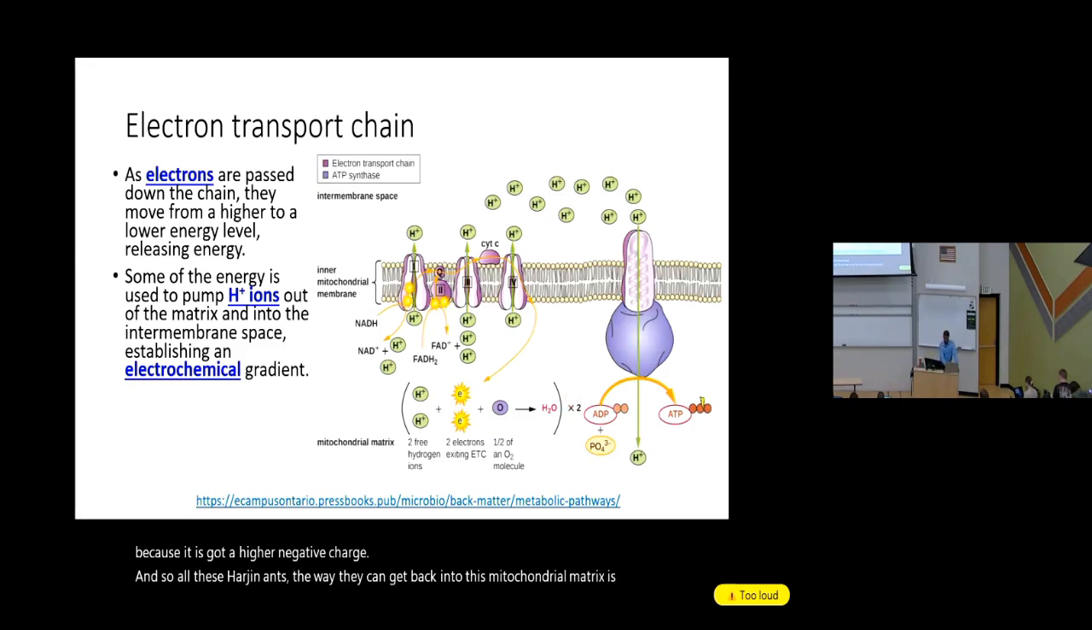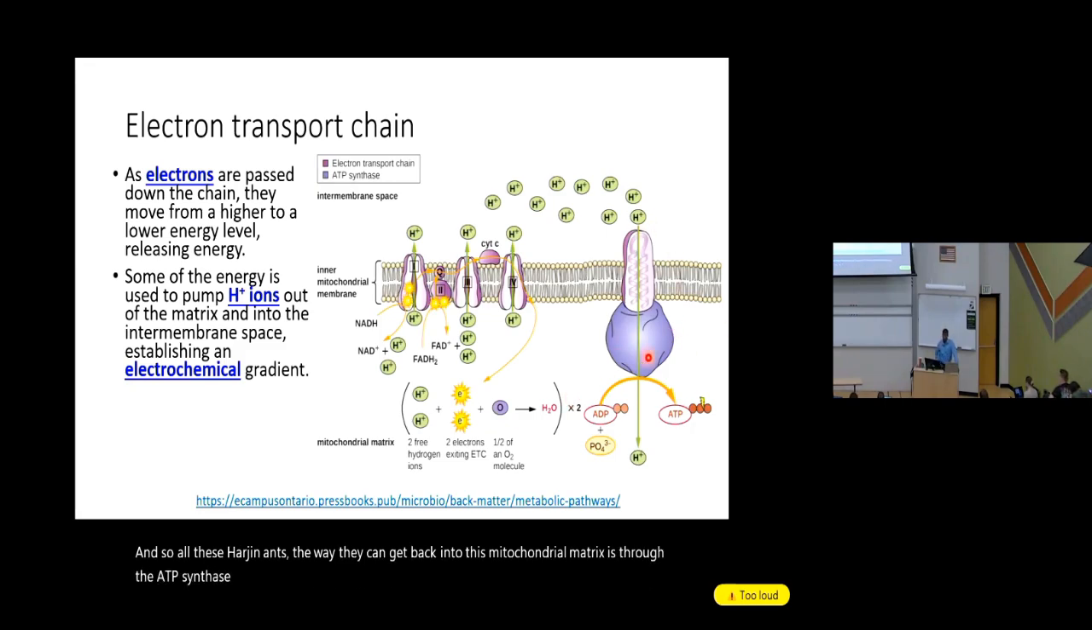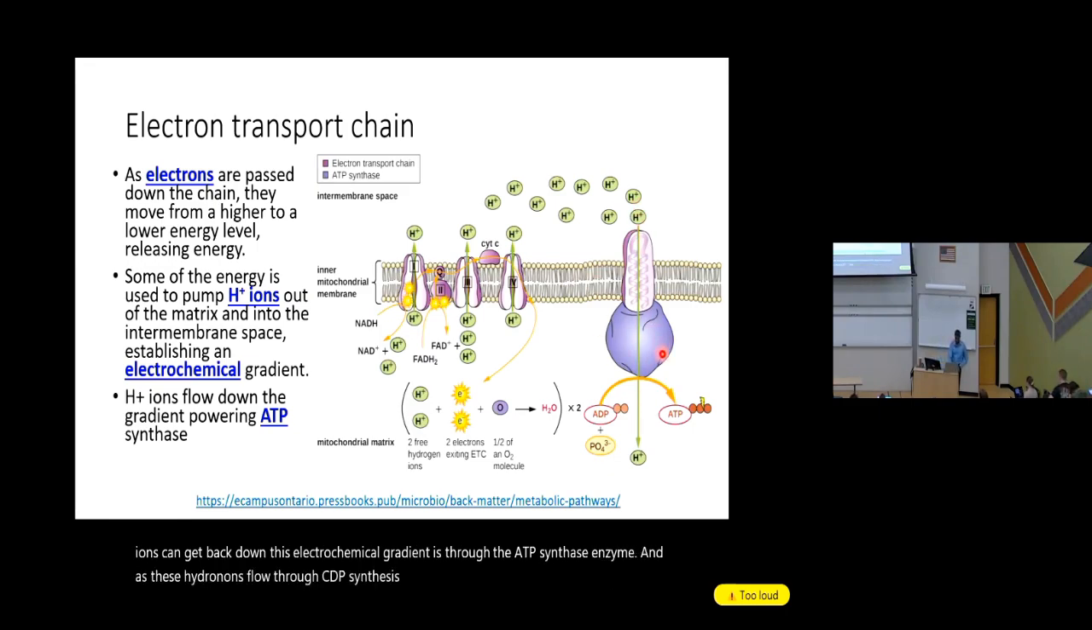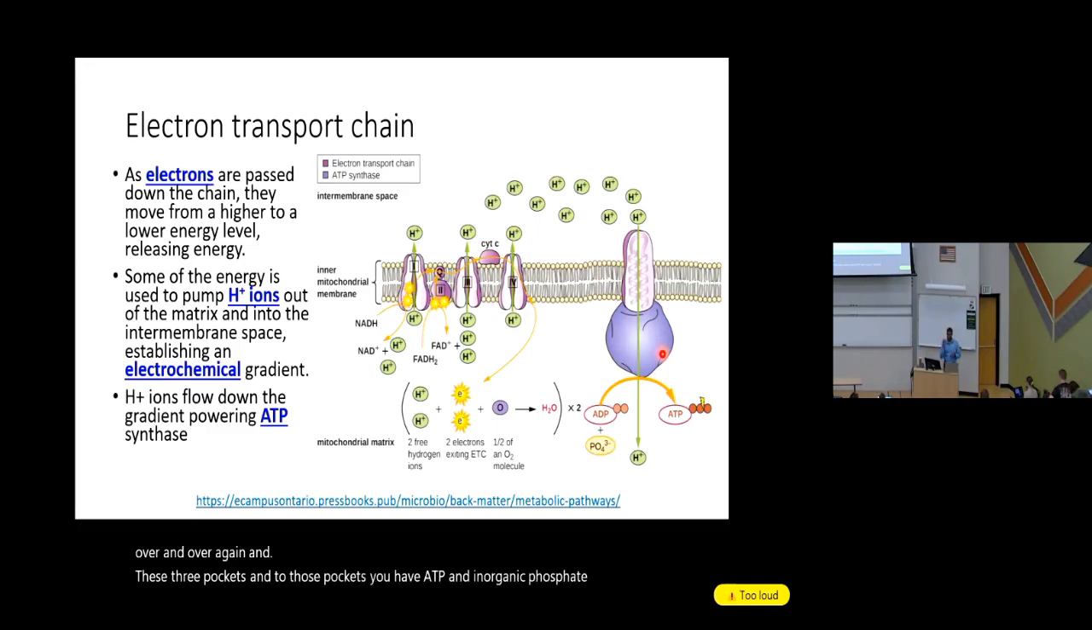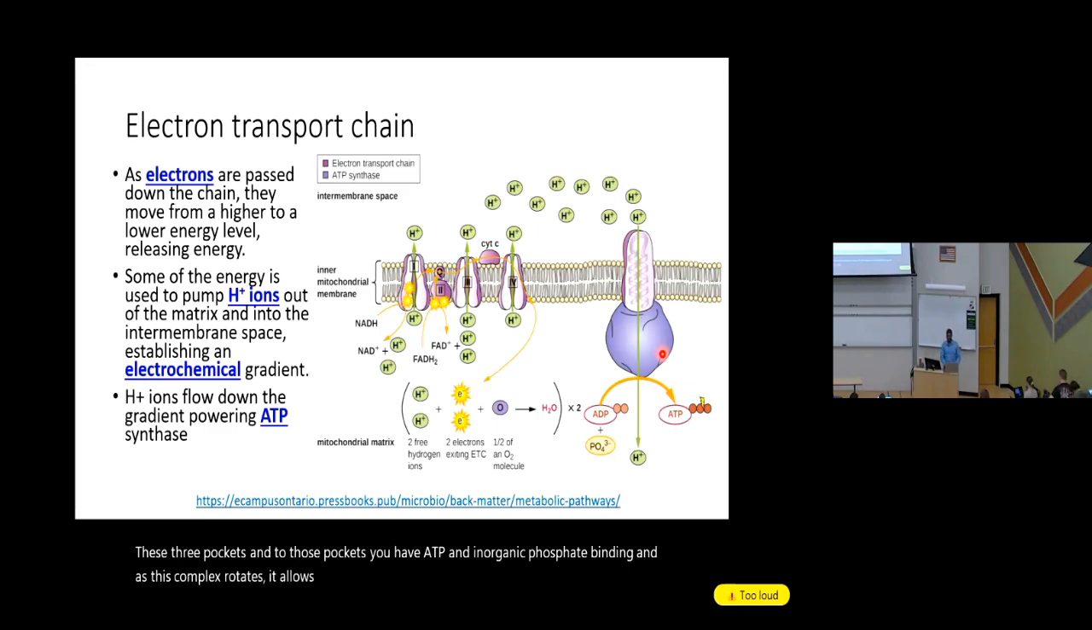And so the way all these hydrogen ions can get back into the mitochondrial matrix is through the ATP synthase enzyme, shown here as this purple complex. The way these hydrogen ions can get back down this electrochemical gradient is through the ATP synthase enzyme. And as these hydrogen ions flow through this ATP synthase enzyme, this entire complex is going to keep rotating over and over again, and it's got these 3 pockets, and to those pockets you have ADP and inorganic phosphate binding, and as this complex rotates, it allows the inorganic phosphate to be linked to ADP, and that's how ATP is going to be formed.